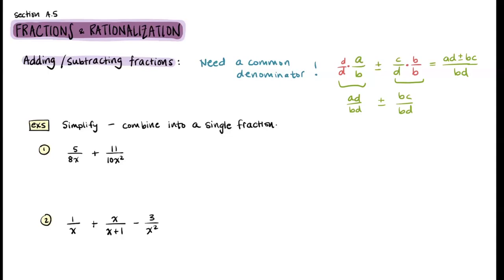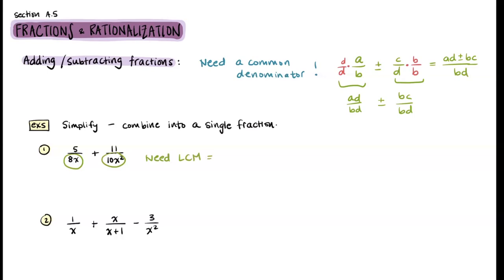Okay, let's first look at 5 over 8x, and that is being added to 11 over 10x squared. So we need a common denominator between 8x and 10x squared, and the common denominator is really what's called the least common multiple. A common multiple is something that you get by multiplying something by something else. And we want the lowest one if we can. You can always go overboard and reduce later, but in this case, we need the least common multiple. We want to try to get that.